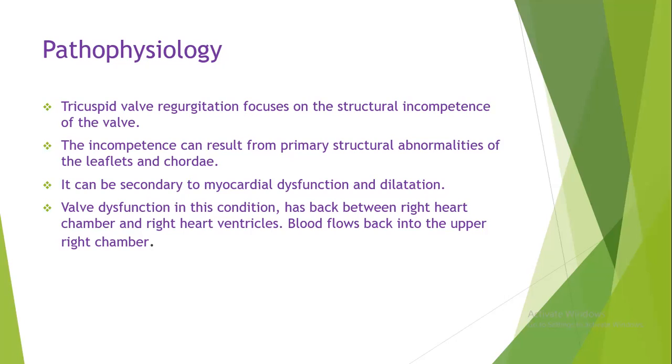So in our patho, tricuspid valve regurgitation focuses on the structural incompetence of the valve. The incompetence can result from primary structural abnormalities of the leaflet and the chordae. It can be secondary to myocardial dysfunction and dilatation. Valve dysfunction in this condition causes backflow between the right heart ventricle and the right atrium. Blood flows back into the upper right chamber.